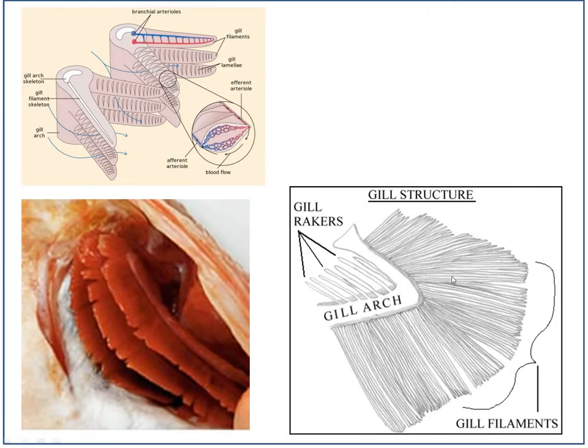So you have the gill arch. You've got the gill rakers, and if you feel them, they are quite tough and quite sharp. And then you have the gill filaments, which are stacked up on top of each other like pages in a book. And then at right angles to that is the gill lamellae, which increase the surface area for gas exchange.